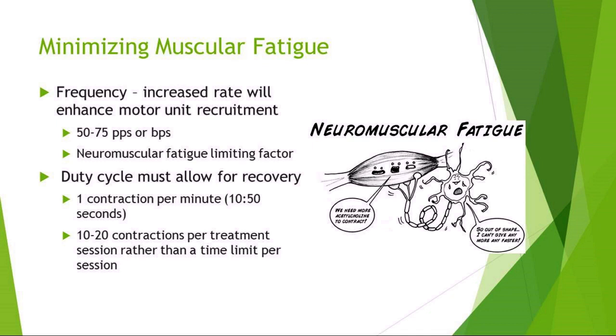1 contraction per minute, it's on for 10 seconds, off for 50 seconds. So if you want to do 10 to 20 contractions, 1 contraction per minute, you're going to spend 10 minutes in the treatment cycle. If you want 20 contractions, you're going to spend 20 minutes in the treatment cycle, and then it's probably 5 to 10 minutes for setup and 5 to 10 minutes for breaking down. So you've got to work that into your session.